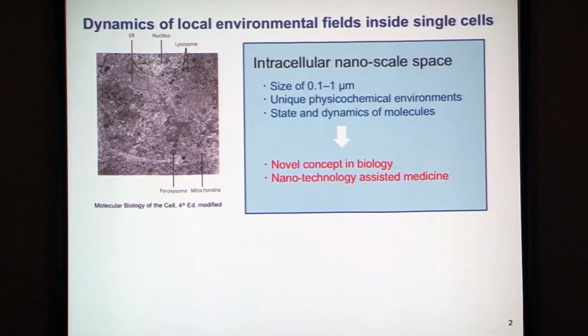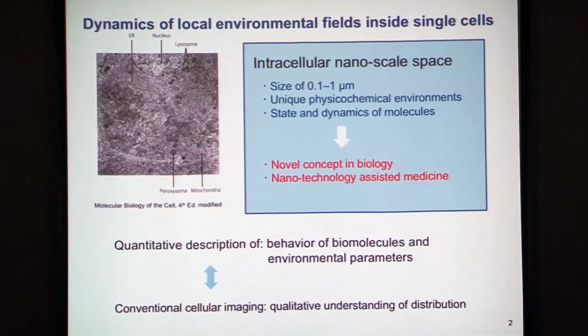Here I'd like to talk about the intracellular nanoscale space, which I would say is of sub-micrometer scale, and there exists a unique physical-chemical environment, such as temperature, pressure, and viscosity. This microenvironment defines the state and dynamics of molecules in this area. Therefore, this environmental field should have a huge impact on cell functions. And I believe that understanding this intracellular microenvironment leads to uncovering novel concepts in biology and, of course, in nanotechnology-assisted future medicine. How do we investigate this environmental field?